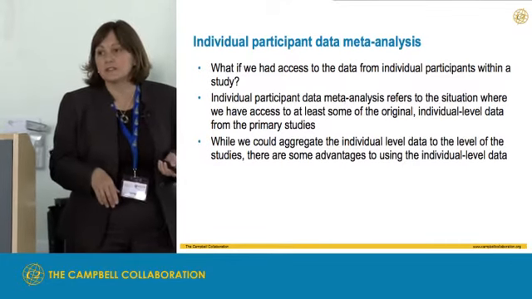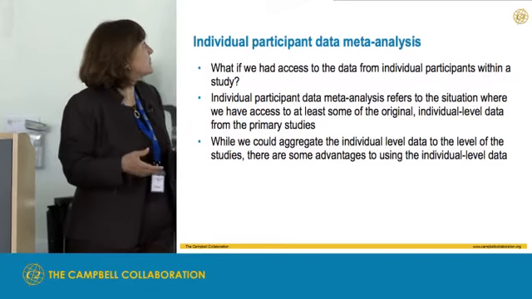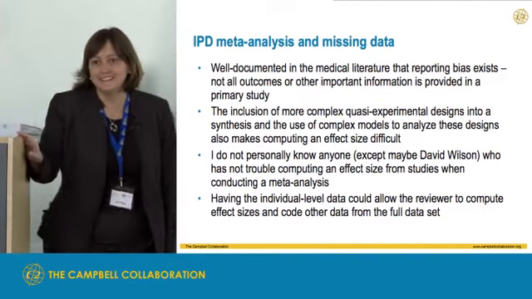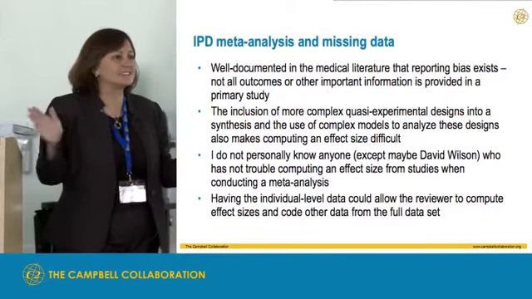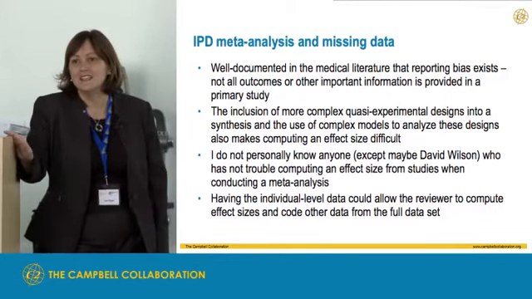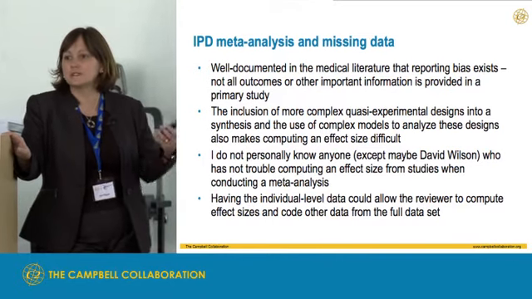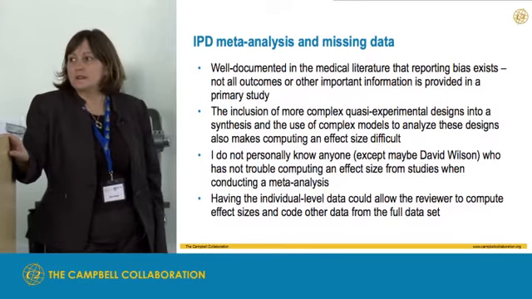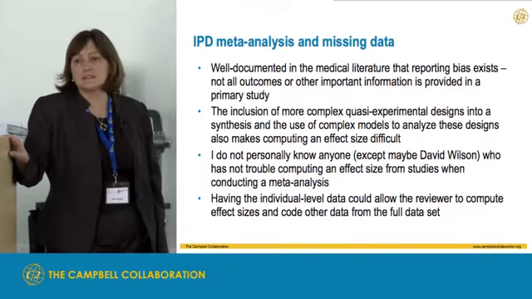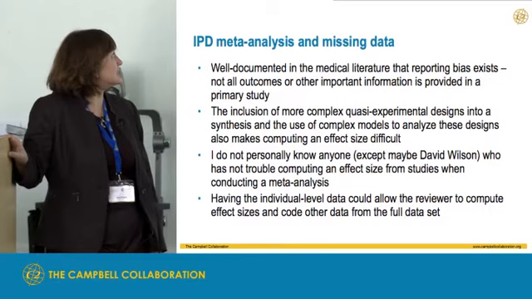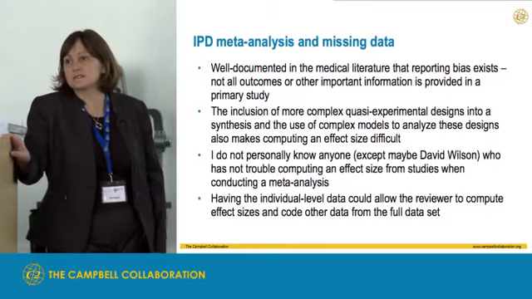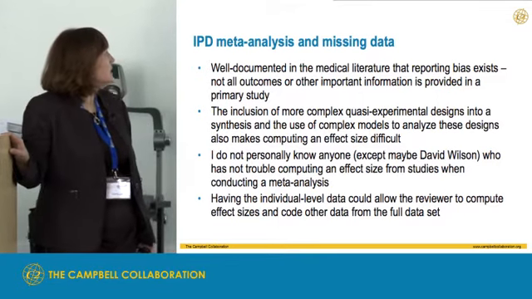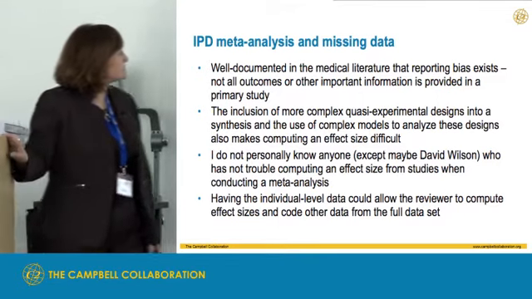there are some advantages to using the individual-level data. So for example, we always have missing data. That's just the situation we have to live with when we're doing a systematic review. And it's well documented in the medical literature, and we're beginning to see some work in social sciences, that reporting biases exist. Not all the information we need is reported in a primary study.